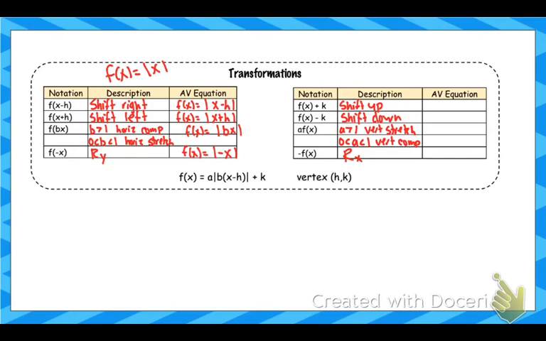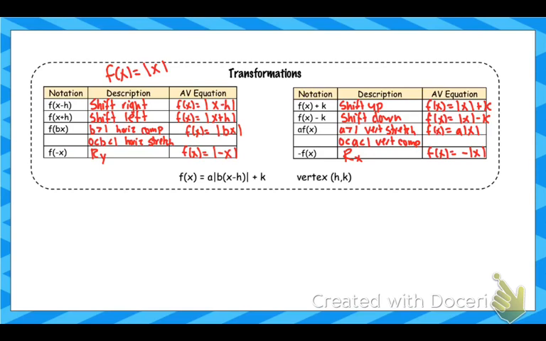So how this looks actually applied to the parent function: we take the parent function, and then we add k. Take the parent function, subtract k. Multiply it by a, or we make it negative. So all of these vertical changes, you'll notice, occur outside the absolute value bars. So any transformation that's outside the absolute value bars is a vertical transformation.